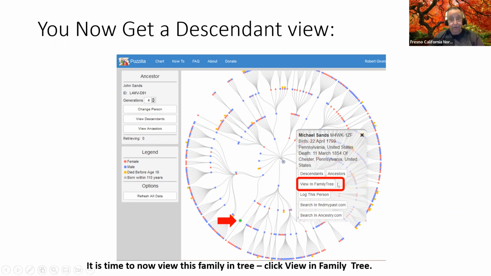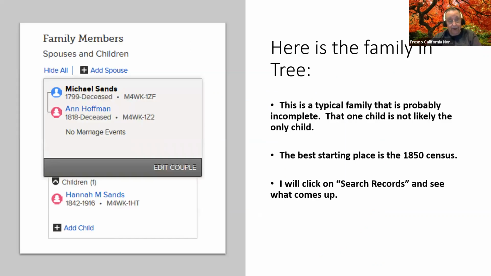So I'm going to go over to him in tree, because remember, I got to work over in tree. So I know he's got one child. So when I go over here, here's the whole family. Michael Sands and Ann Hoffman, and their one child that we know of, Hannah, who was born in 1842, excuse me. She would be 8 years old in 1850. So why am I focusing on this 1850 census? Because in the US, and these people are in Pennsylvania, the 1850 census is the first one where all the members of the family are listed, or all the people in the household are listed.